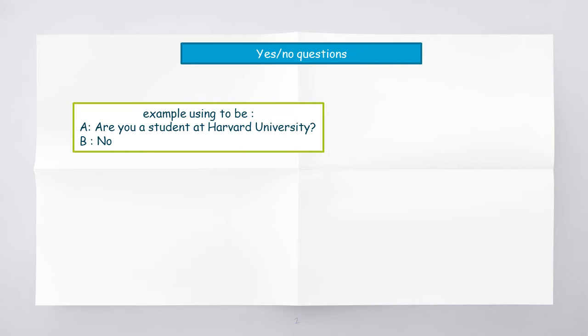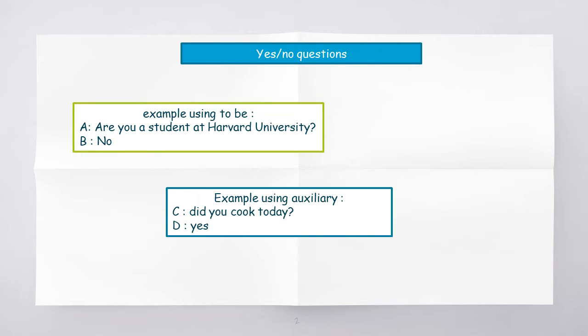And this is the example using to be in yes or no questions. Are you a student at Harvard University? The answer: no. And this is an example using auxiliary. Did you cook today? The answer: yes.